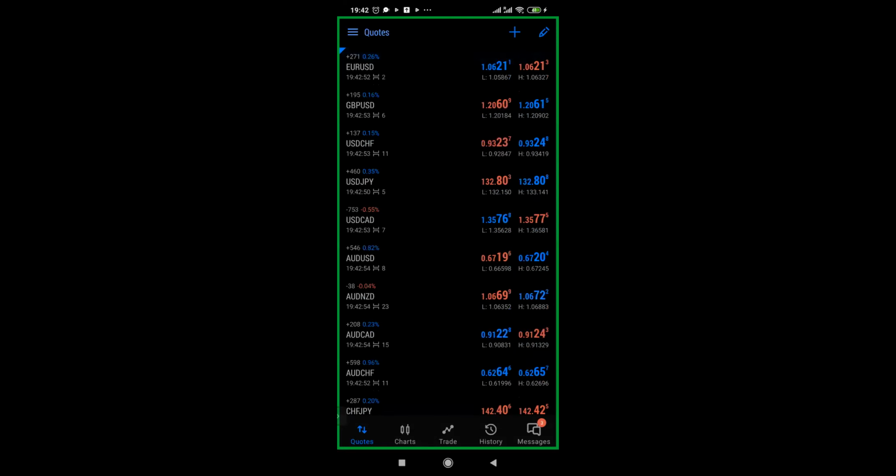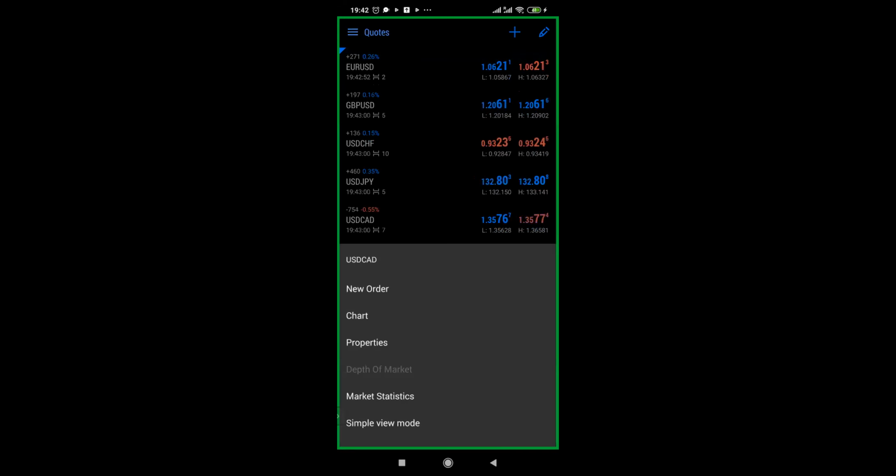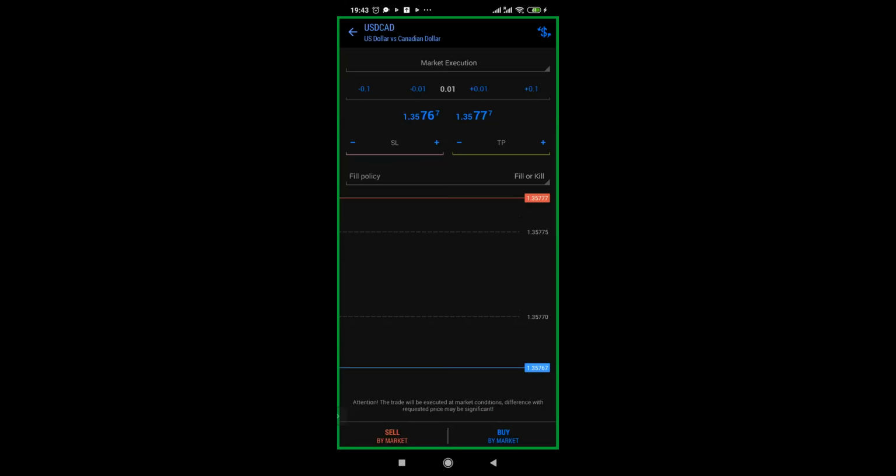Okay, so let's say I want to trade USD CAD. So this is USD CAD. You tap on the currency you want to trade, and then when you tap on it, you see new order. So you click on new order. All right, at the top you see market execution. Okay, something similar to what we've seen on the PC.